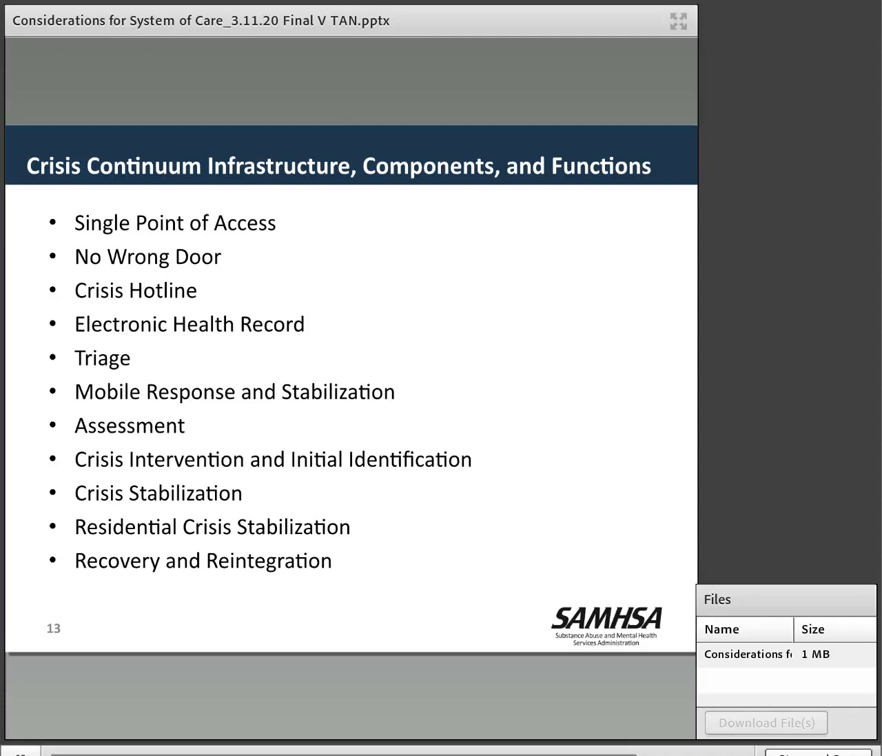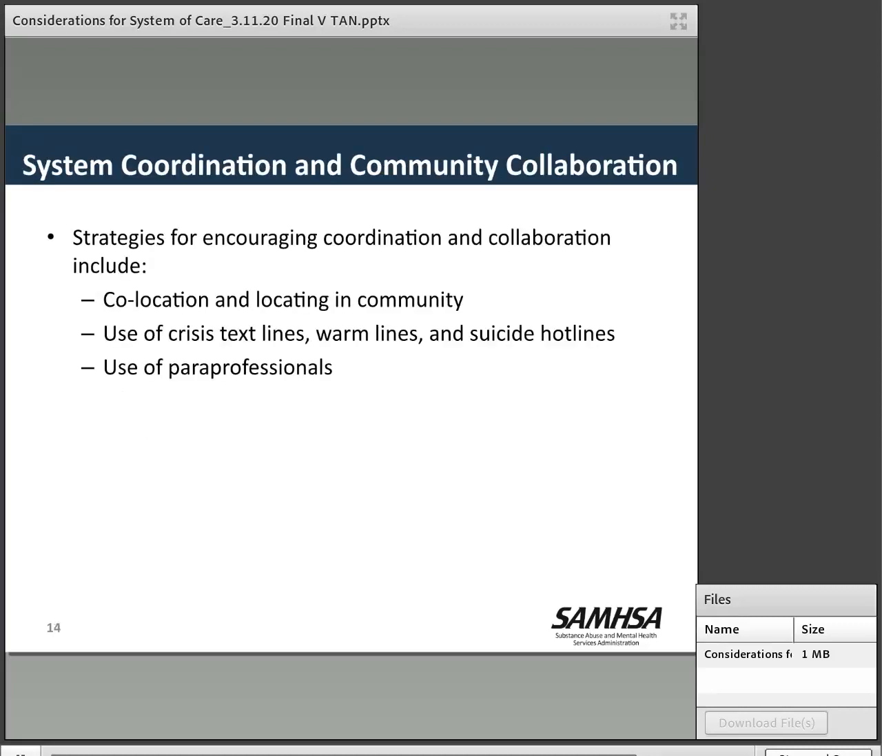A clear assessment process that allows everyone to be assessed from the same perspective. Crisis intervention and initial identification of what's driving the underlying behavior, and certainly crisis stabilization, residential crisis stabilization beds in places in which that's necessary, and certainly recovery and reintegration are all parts of the work that we're talking about today.